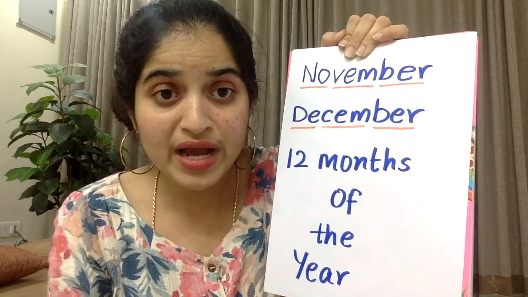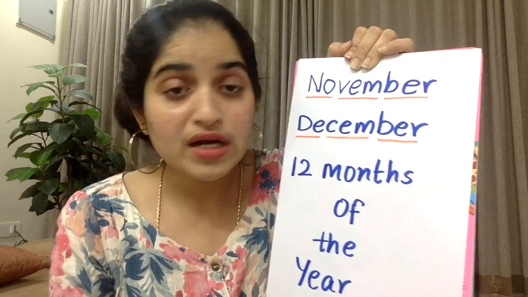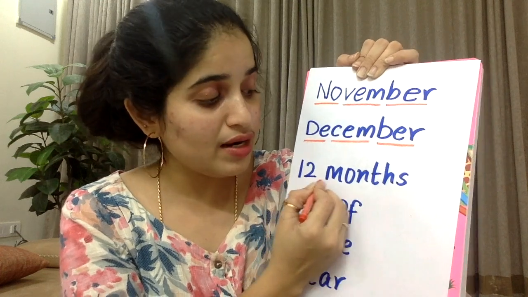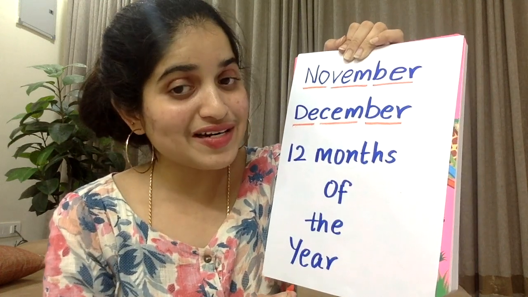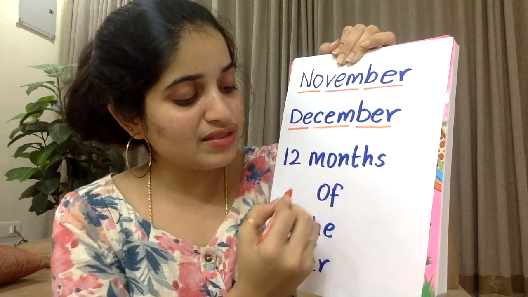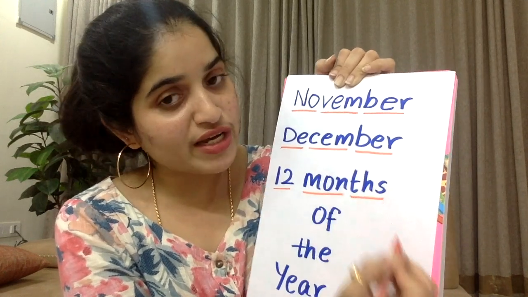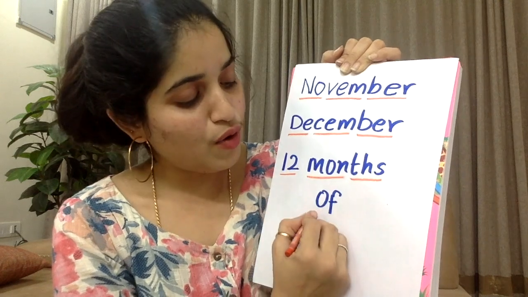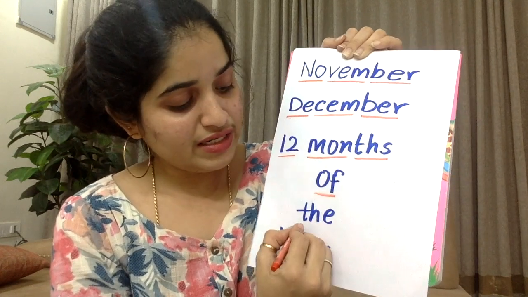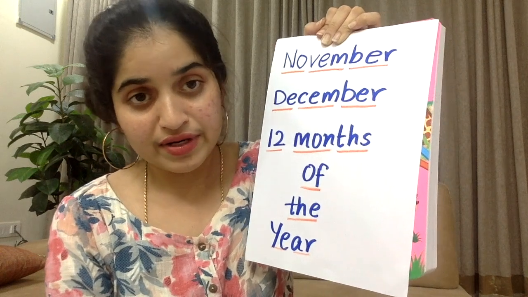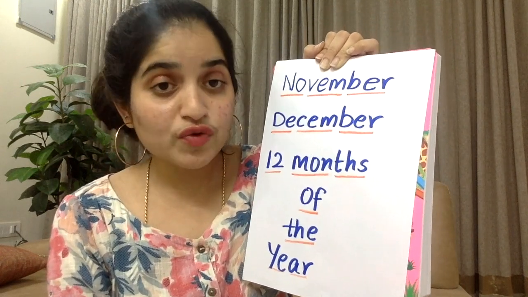How many months do we have, children? We have 12 months in a year. So 1 to 12 months of the year. 12 months of the year. 12 months of the year.